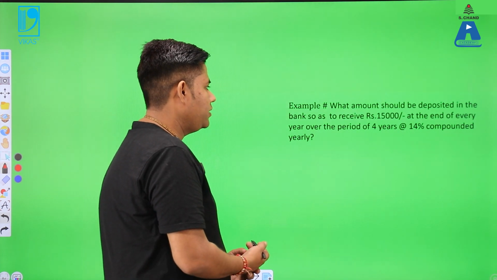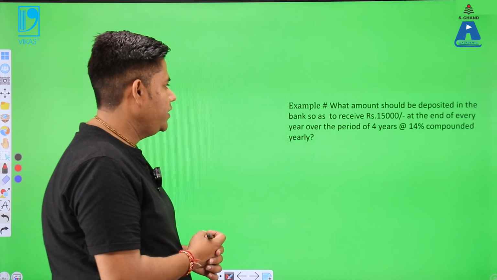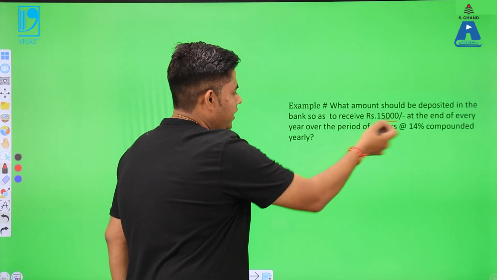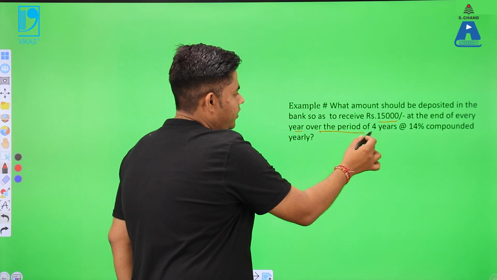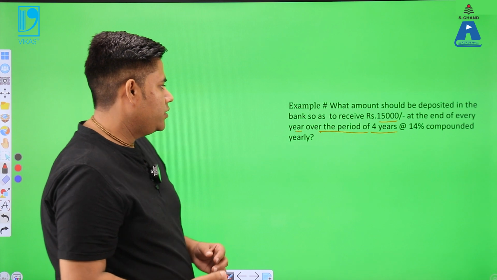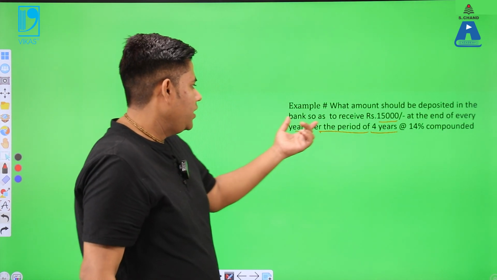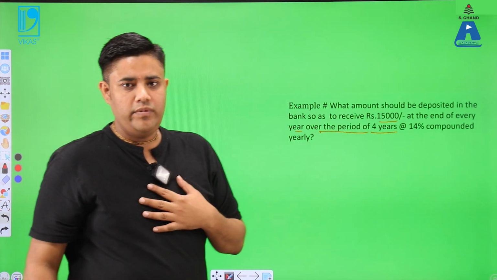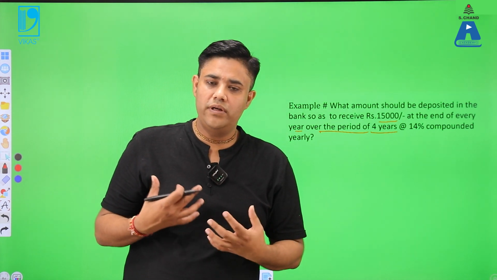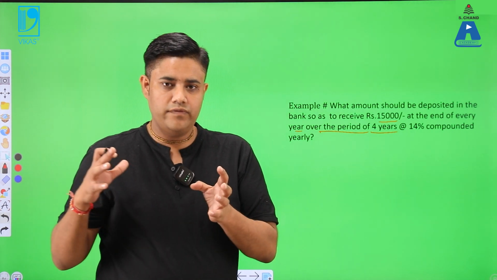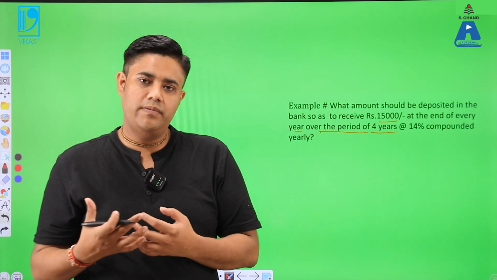Another question says: what amount should be deposited in the bank so as to receive 15,000 at the end of every year over a period of 4 years at the rate of 14%, compounded yearly? The person is asking what amount should be deposited in the bank so that I may receive this 15,000 at the end of every year. That means the person wants a particular source of income from that bank.